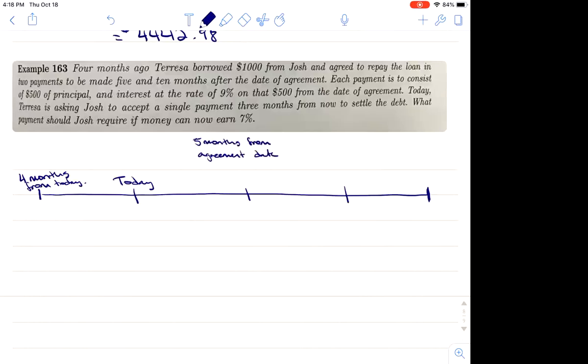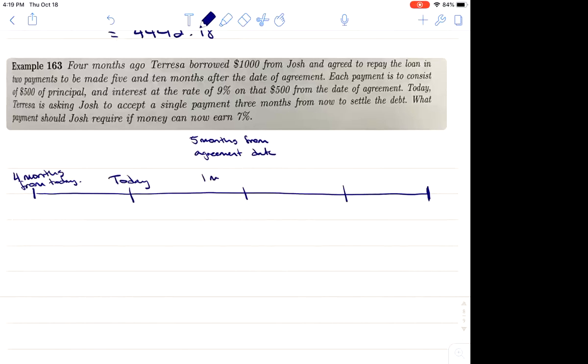But you want to give yourself a little bit of room in case we have to move these dates around. So then 5 months from the agreement date, which was 4 months ago from today, that's only 1 month from today. Like I said, I'm putting everything in terms of where it is from today.